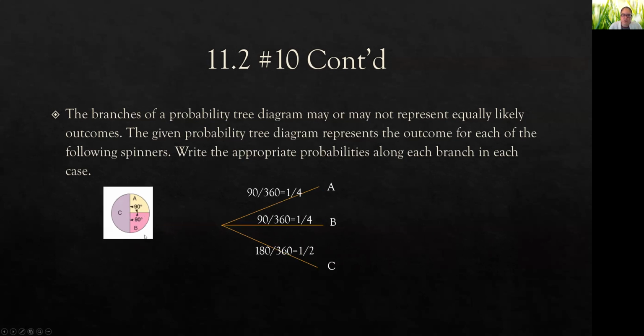And then this next one, section C is still 180, so its probability is still 1/2. Section A is now 90, so its probability is 90 out of 360, or 1/4. And then the same thing for section B.